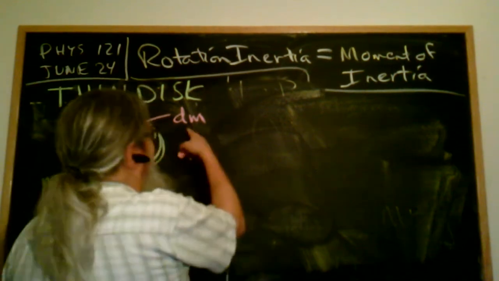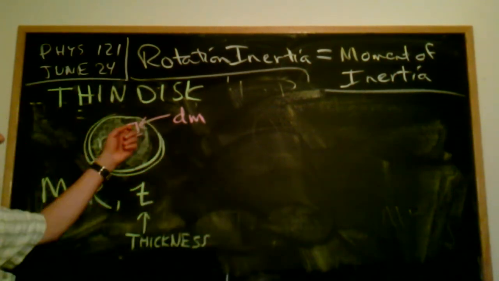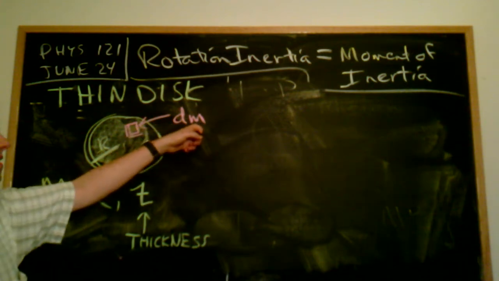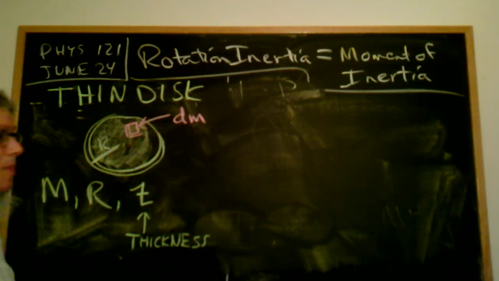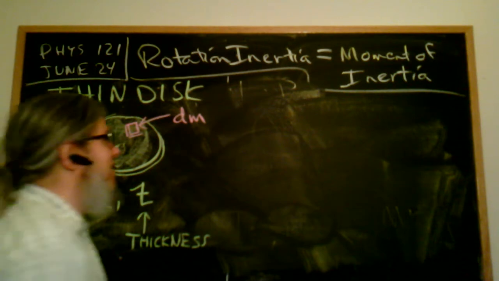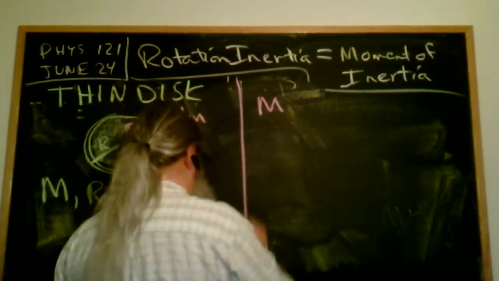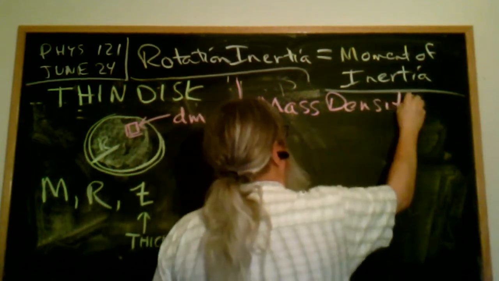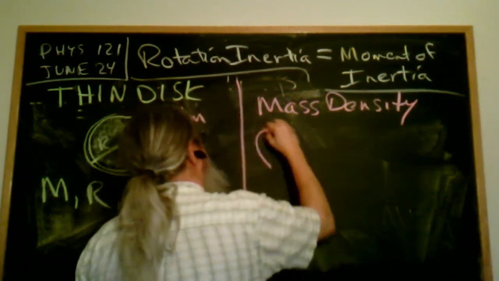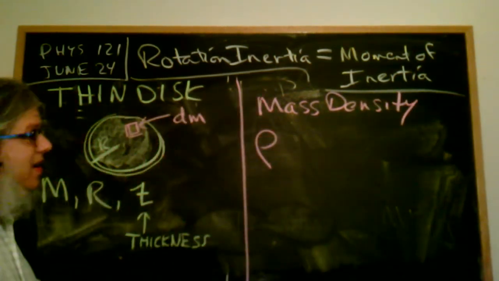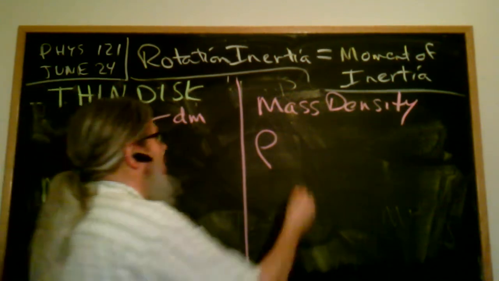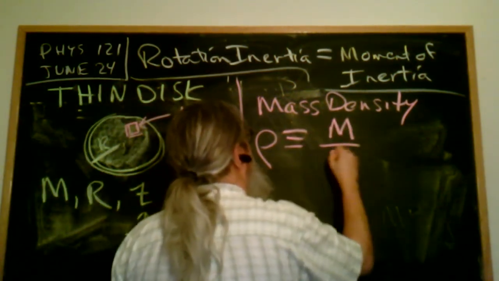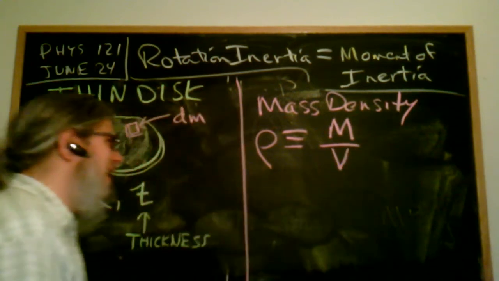So one way of thinking what dm is, that's just the mass. Well, the smaller this volume, the smaller that mass. And the proportionality between mass and volume is what we call density. So I will distinguish this. So let's write this down. If I say mass density, and I will usually use the Greek letter rho to talk about mass density. Mass density is defined as simply the total mass over the total volume of any given system.